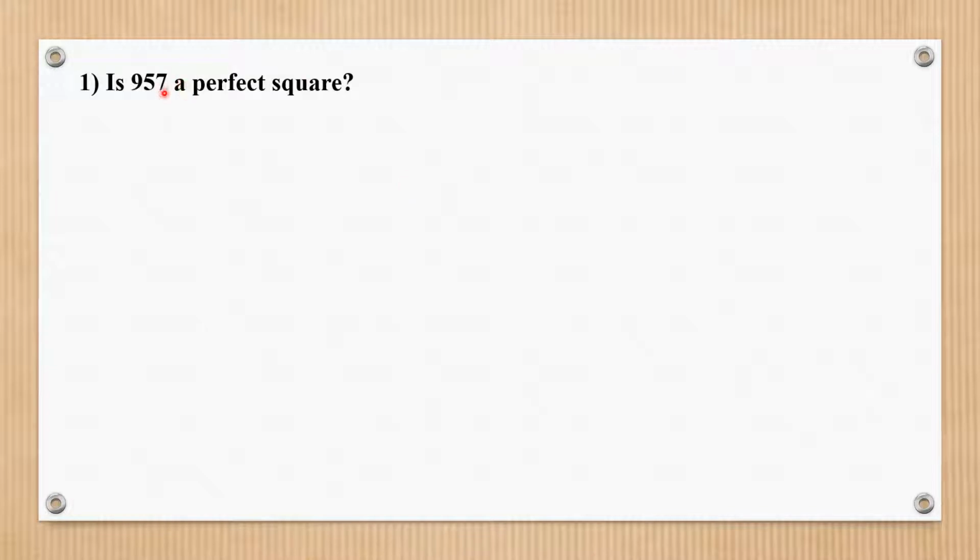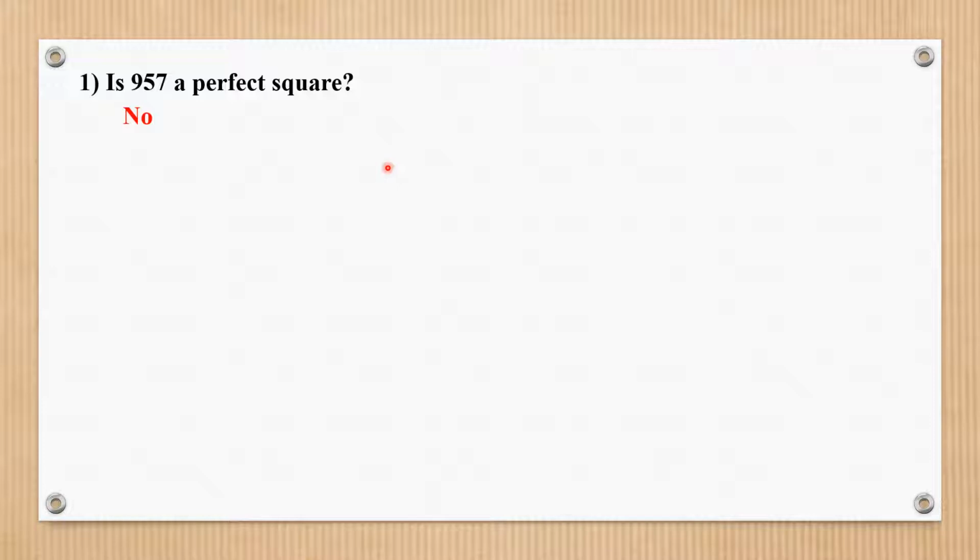Okay, first question: is 957 a perfect square? You have to say yes or no, and you have to give the reason for this. Can you tell me, is 957 a perfect square or not? You have to check the last digit. Since the last digit of 957 is 7, and we know the last digit of a perfect square cannot be 2, 3, 7 or 8, then 957 is not a perfect square.